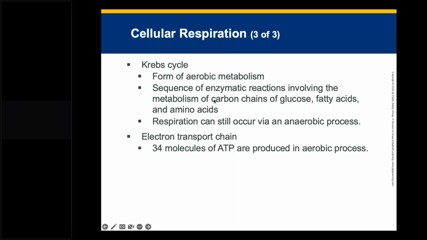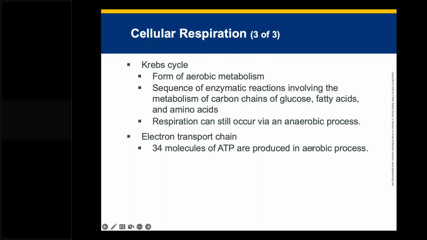So the Krebs cycle, also called the citric acid cycle or the tricarboxylic acid cycle, is a form of aerobic metabolism, where there is a sequence of enzymatic reactions involving the metabolism of carbon chains of glucose, fatty acids, and amino acids. This occurs in the presence of oxygen.